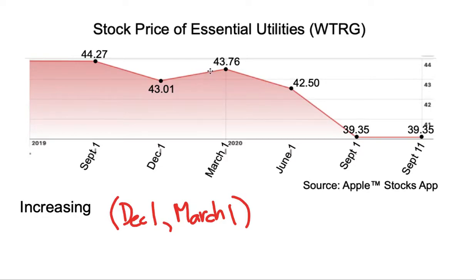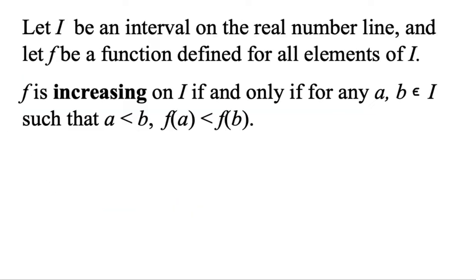That is an important concept. If we pick any two dates in this span between December 1st and March 1st, the stock price will be higher for the later date than for the earlier date. This is consistent with the definition of increasing, where we can choose any two dates in the time interval such that one date is later than the other. The later date will have the higher stock price.